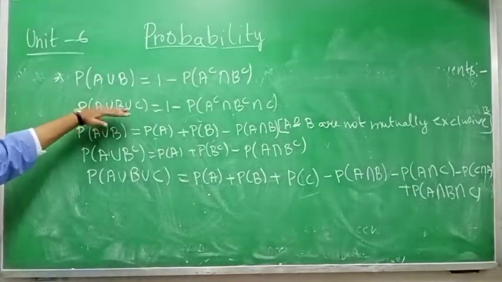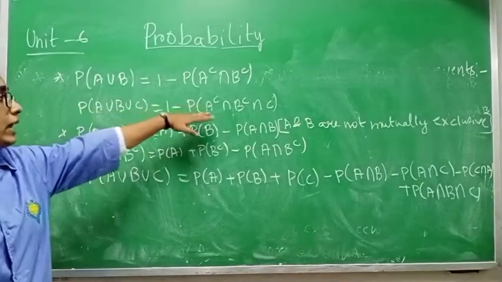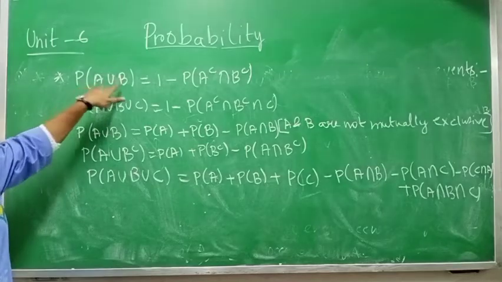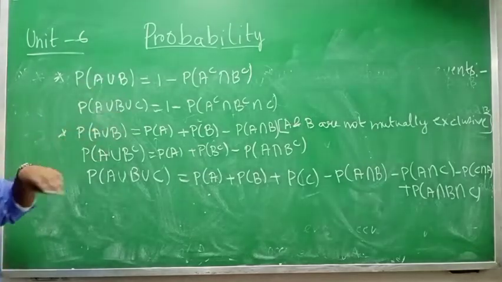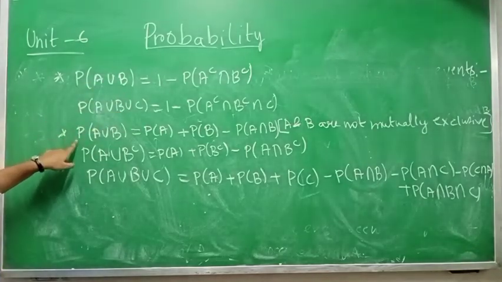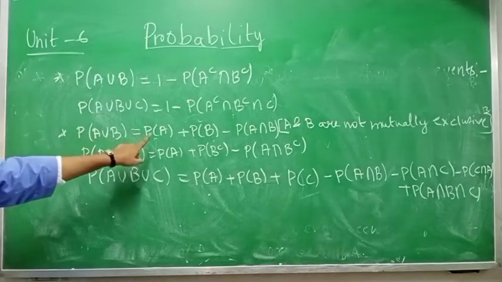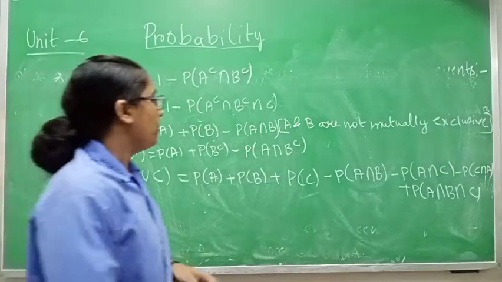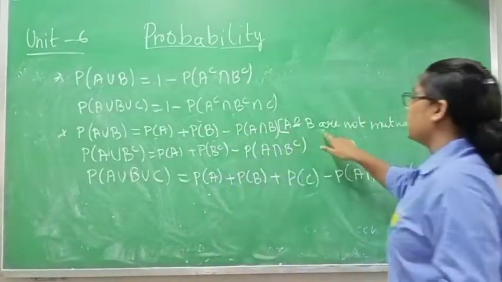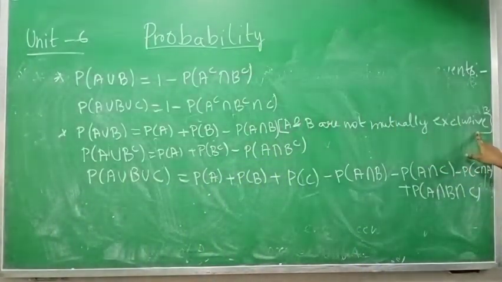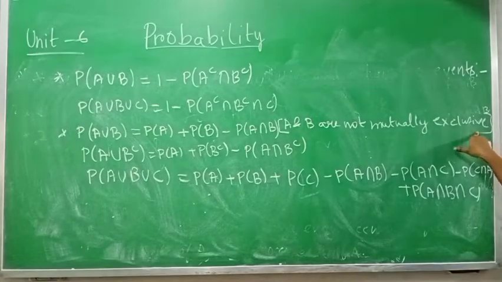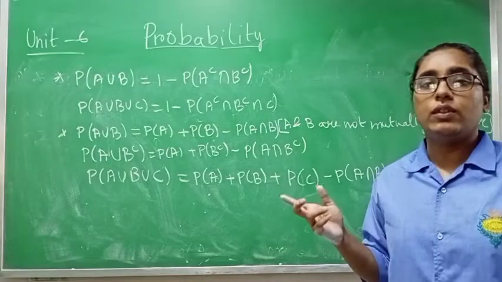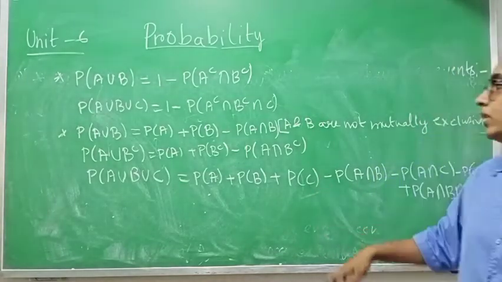If there are 3 events A, B and C, then you can use this one. Both are the same, the only difference is that here I am using 2 events A and B, and here I am using 3 events A, B and C. Now this one, P(A union B) equals P(A) plus P(B) minus P(A intersection B). Now when will it apply? When A and B are not mutually exclusive, meaning they can occur at the same time. Because the mutually exclusive definition is they will not occur at the same time.